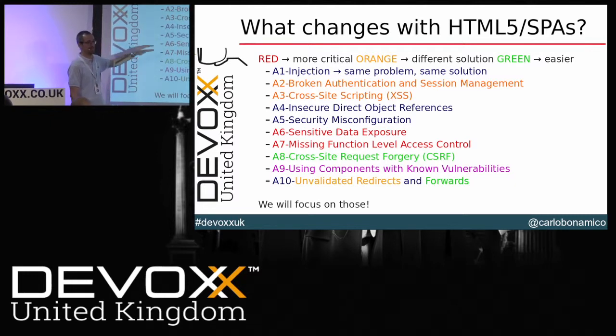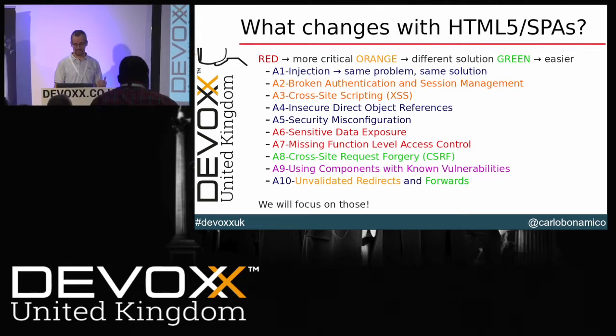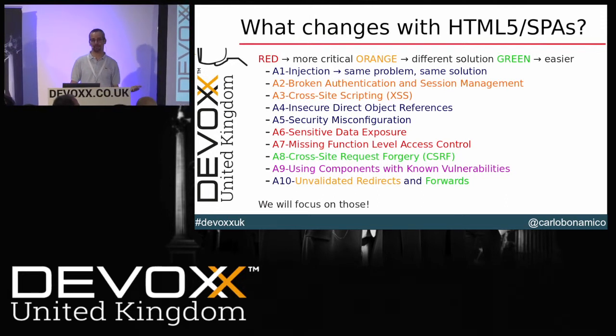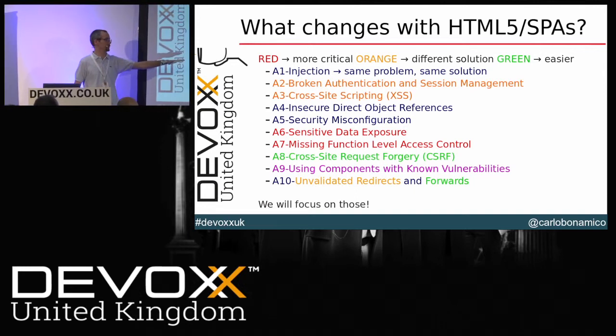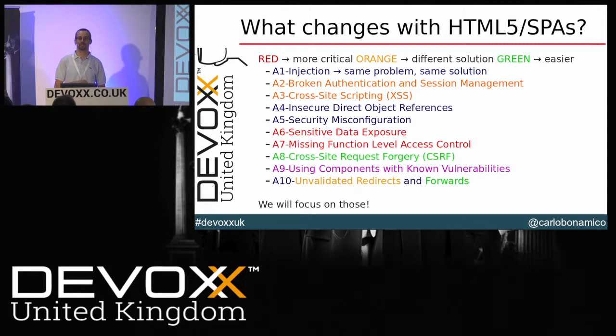The green ones are those that are simplified by the new architecture, because there are aspects that can make those things not happen or make them less dangerous. The pink one, using components with known vulnerabilities, is a special case because it's becoming more and more relevant both in traditional applications and in single-page applications.